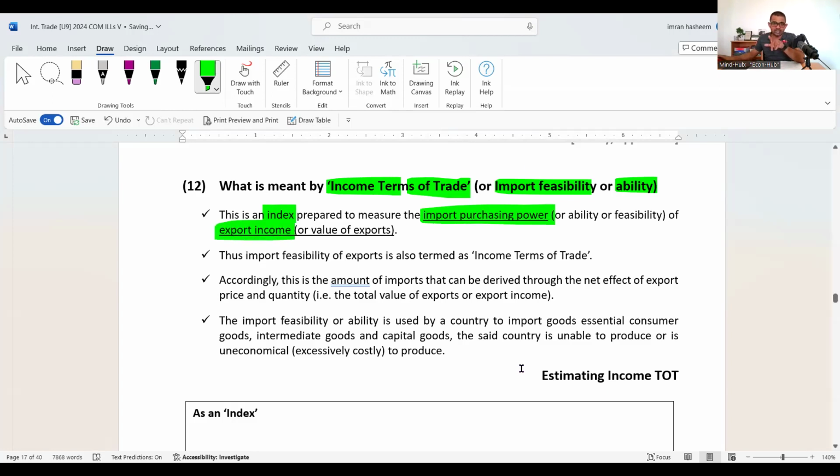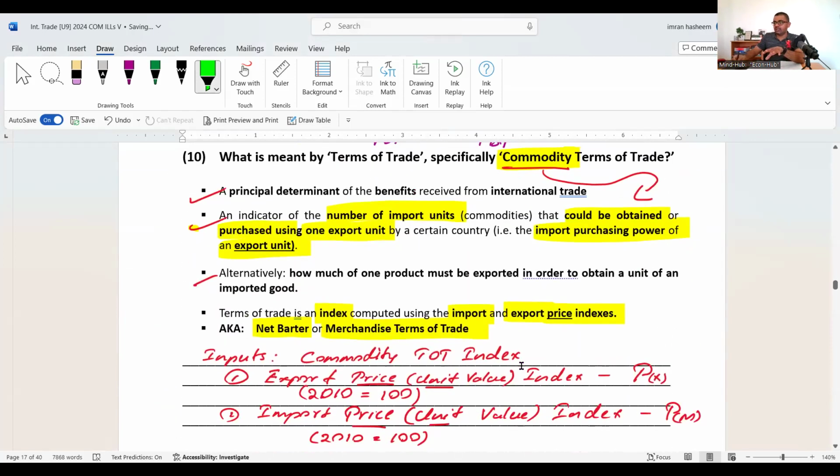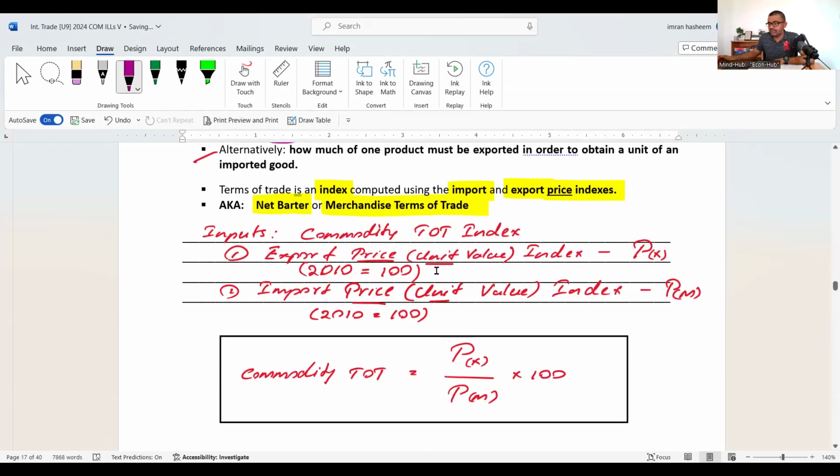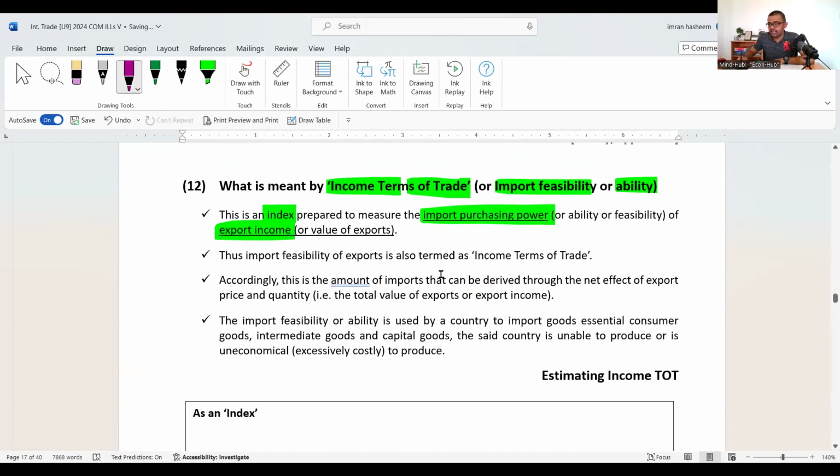If I can quickly scroll back a bit, very quickly. Here, it was based on number of imports or import purchasing power of export unit. Export unit, what is it? Export price. Okay. Here, in income terms of trade, Buddha, we are looking at export income or export what? Value. What is value?